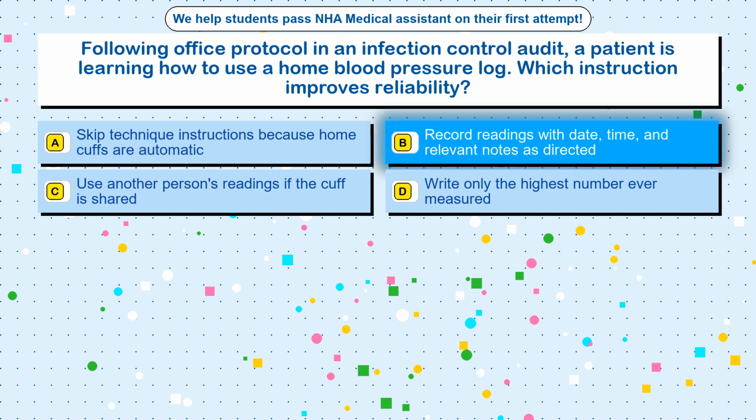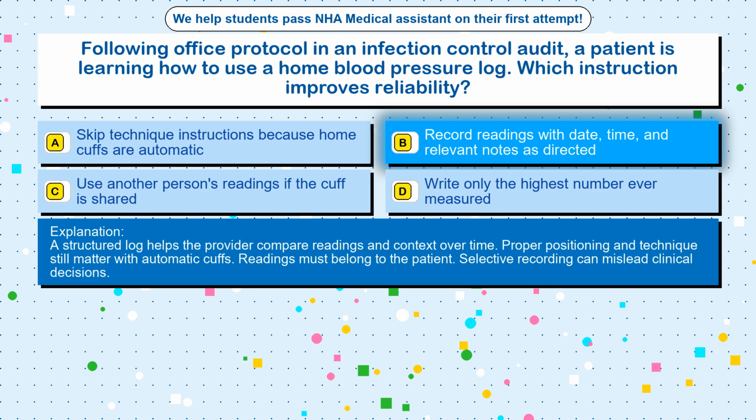The correct answer is option B, record readings with date, time, and relevant notes as directed. A structured log helps the provider compare readings and context over time. Proper positioning and technique still matter with automatic cuffs. Readings must belong to the patient. Selective recording can mislead clinical decisions.